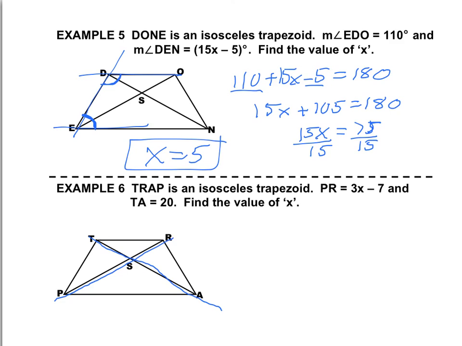If you look back on the previous page, or maybe two pages ago, it gives us the information about isosceles trapezoids. What does it say about the diagonals? It says the diagonals are congruent. So that means the 3x minus 7, which represents PR, is equal to the TA, which is 20. So we add 7, we get 3x equals 27, and finally x equals 9.